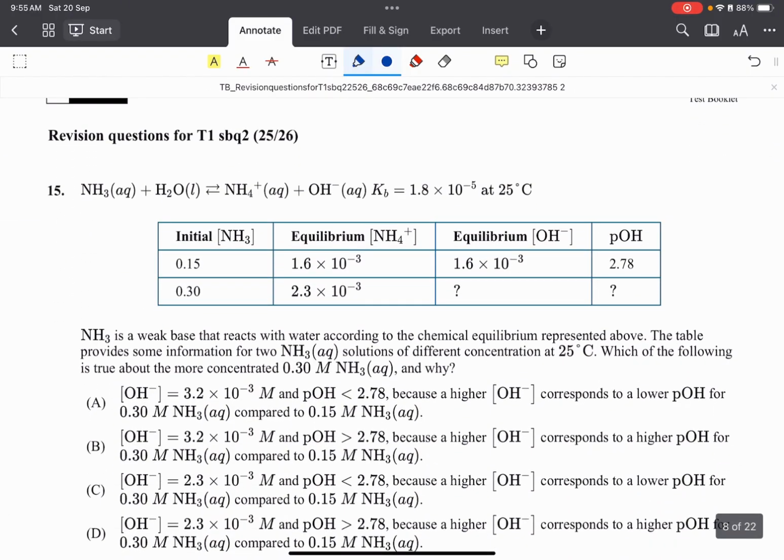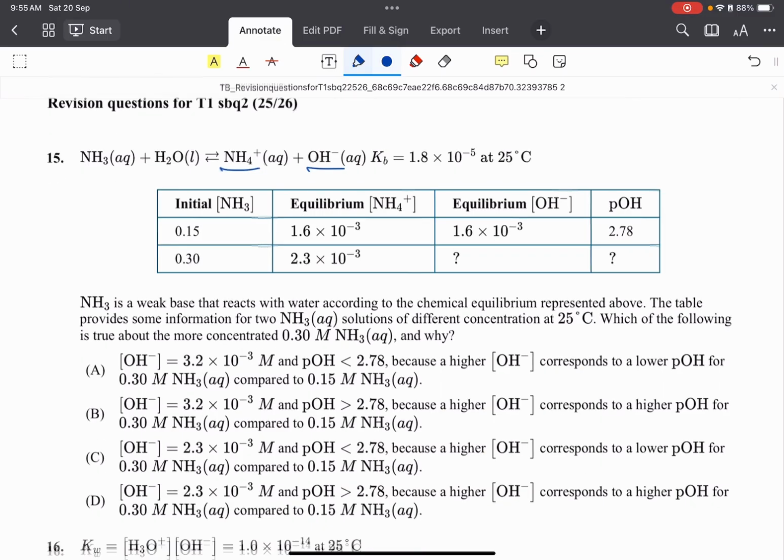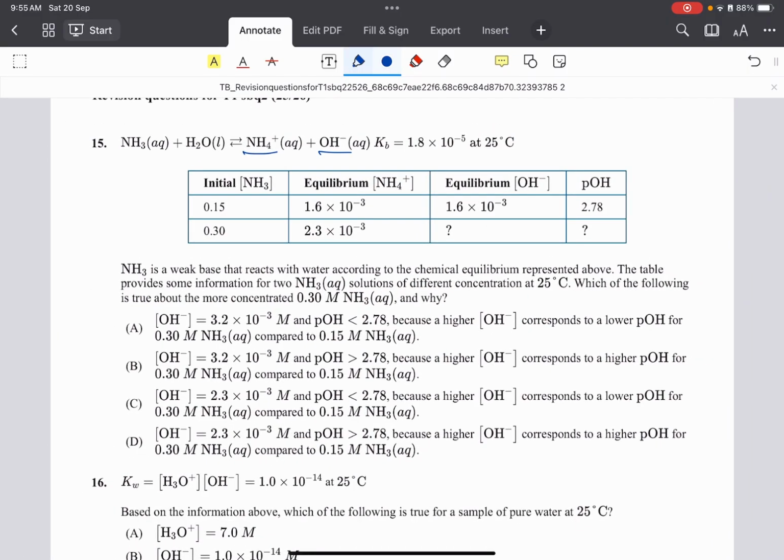Moving on, ammonia and water, ammonium and hydroxide ion, that's basic. This is a weak base that reacts with water according to the chemical equilibrium represented above. The table provides some information for two ammonia solutions of different concentrations at 25 degrees Celsius. Which of the following is true about the more concentrated ammonia and why? So let's see.